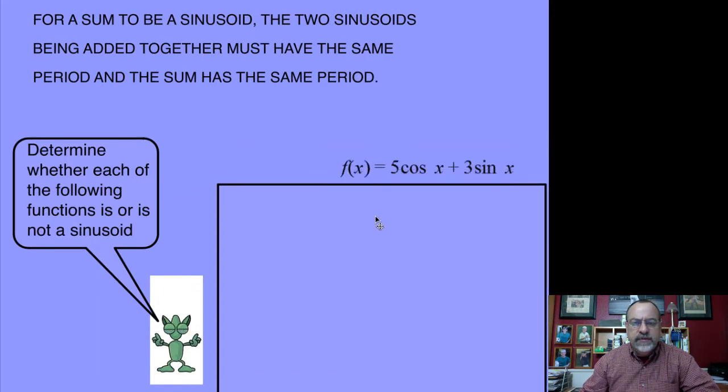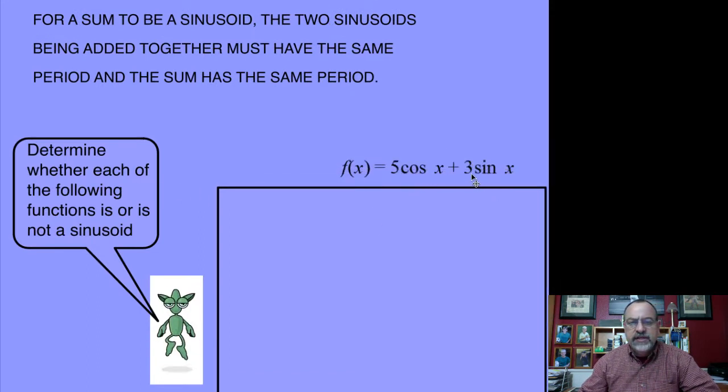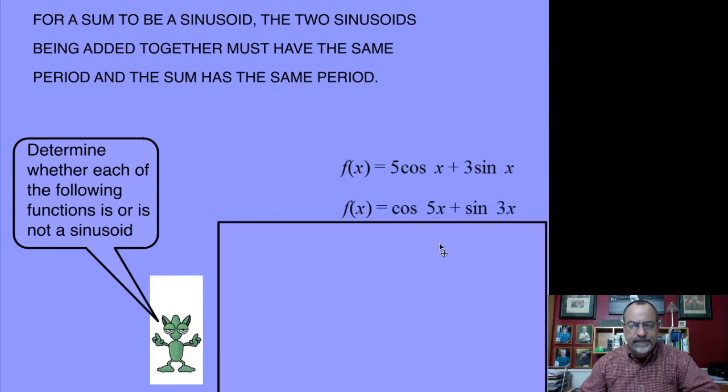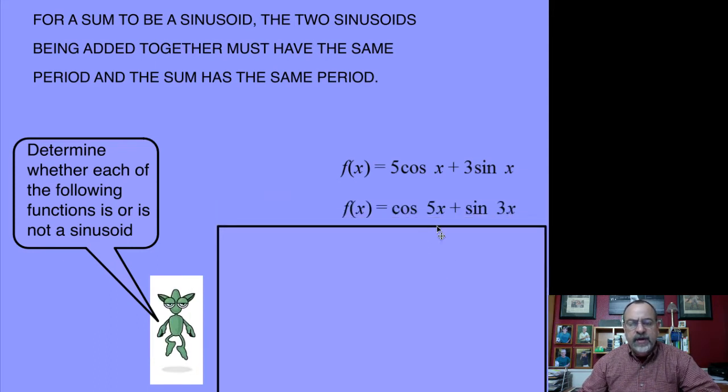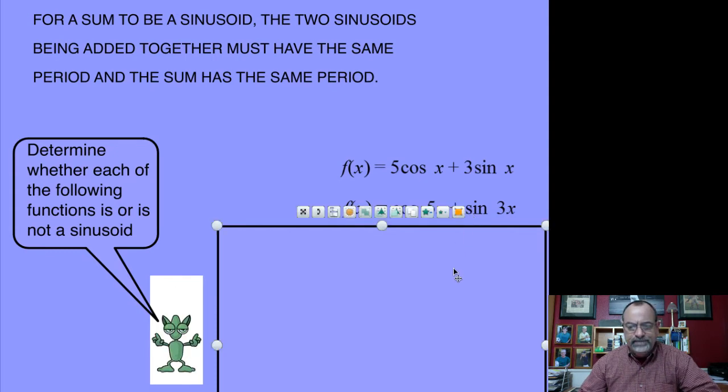So for a few examples here, if we take a look at 5 cosine x and 3 sine of x, we notice that the b value here is 1 and the b value here is 1. So the period of both of these sinusoids is going to be the same. Therefore, this resulting function is a sinusoid. In this example, we have a horizontal shrink of 1/5, and here we have a horizontal shrink of 1/3. So that means the periods are going to be different. So the result of this addition of sinusoids will not be a sinusoid.